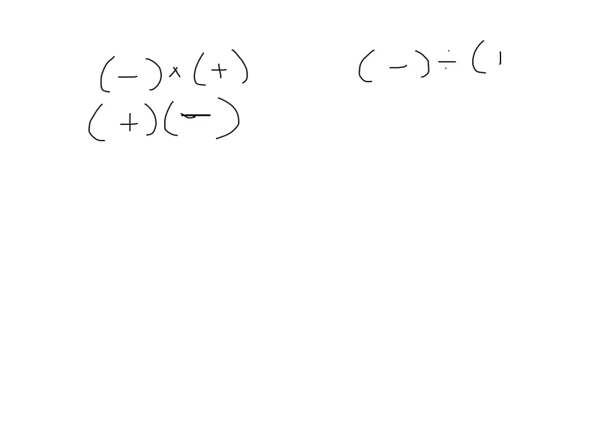If I have different signs, so if I have a negative times a positive, or a positive times a negative, or if I have a negative divided by a positive, or a positive divided by a negative, in this situation, when I have different signs, my answer is always going to be a negative answer.